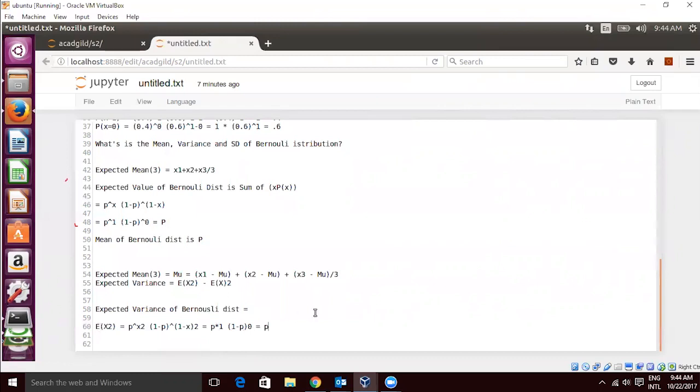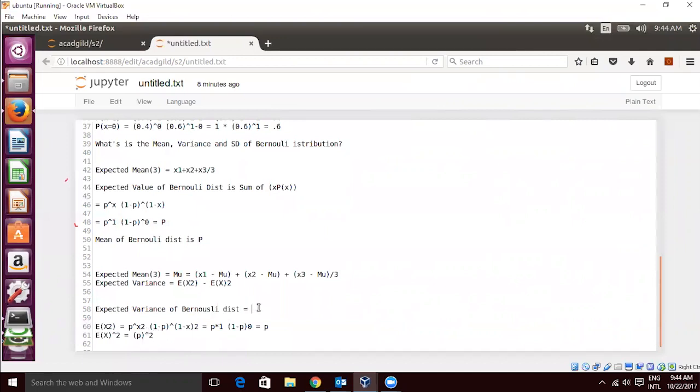Okay, now let us calculate the E of x square. We know what E of x is. E of x is p, so E of x square is p square. Okay, so now let us apply this value to the formula.